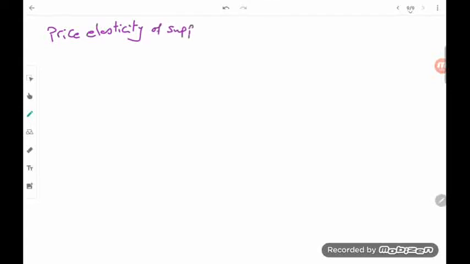Price elasticity of supply. When we talked about demand, we talked about law of demand, factors that affect demand, and then we moved to elasticity of demand. Now we have to do the same with respect to supply. First of all, we talked about law of supply, factors affecting supply, and then we are going to talk about elasticity of supply, mainly price elasticity of supply.